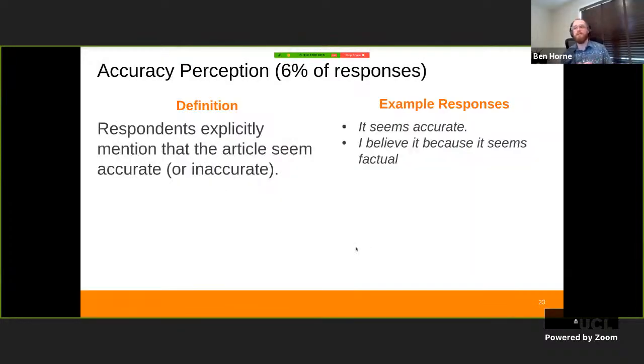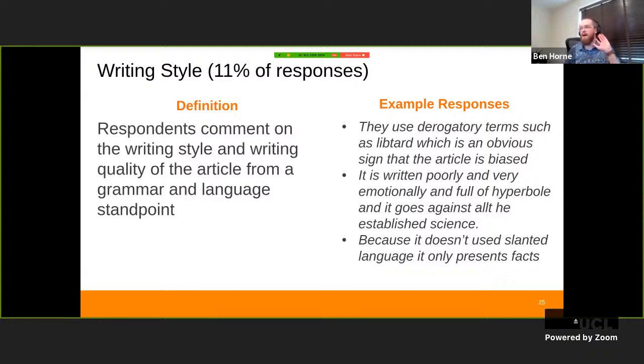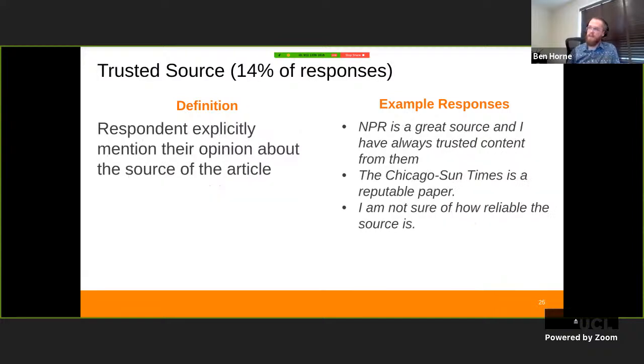Accuracy perception: responses explicitly mentioned that it seems accurate. These are very short usually. It seems accurate. I believe it because it seems factual. Coherent story. This is that there is some sort of logical progression in the story that makes them believe it. So I believe the information in the article because it presents logical arguments, etc. Writing style. This is explicitly mentioning that there's derogatory terms or the writing was very poor, so they don't believe it. So for example, it doesn't use slanted language. So there's sometimes very specific reasonings because of the writing style. And then lastly, trusted source, which happened 14% of the time. This is explicitly mentioning that they trust it because the source is reliable or not.